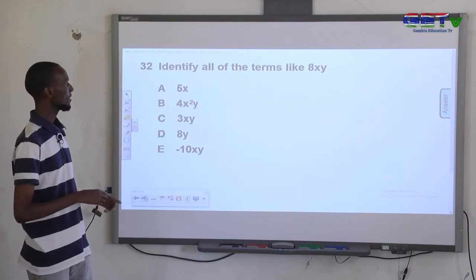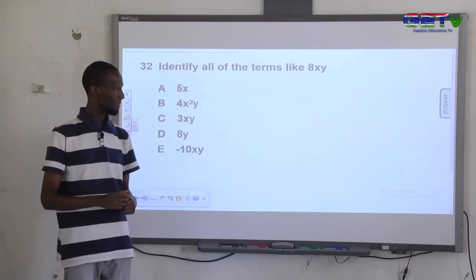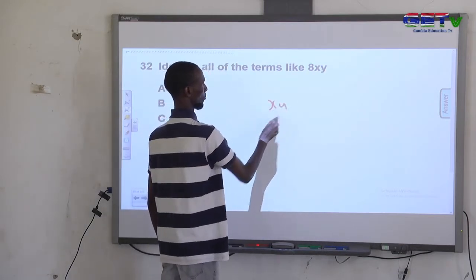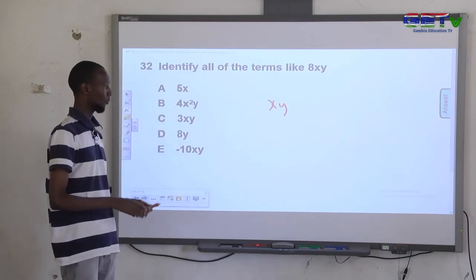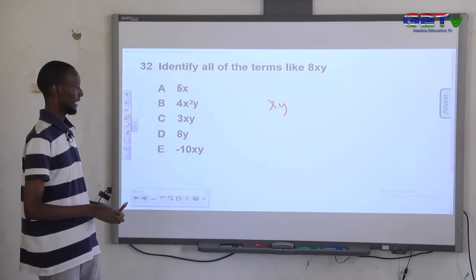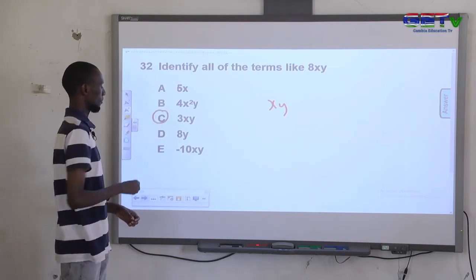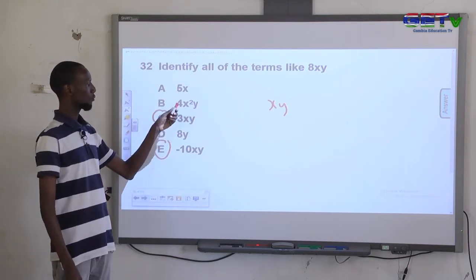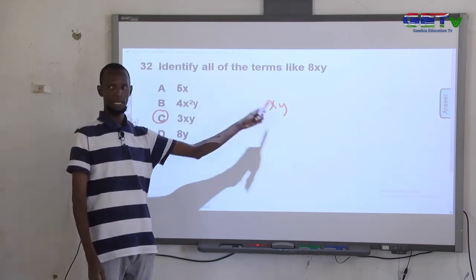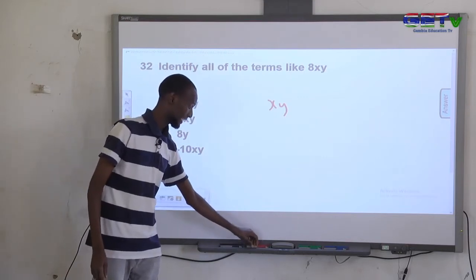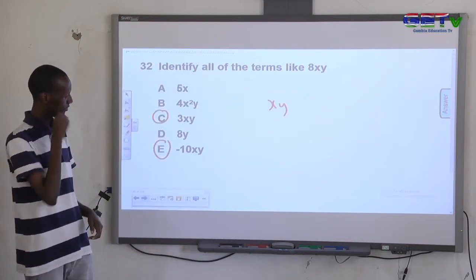Again, identify all of the terms that are like 8xy. So this time our expression has two variables, x and y. So you have to look through here and see which of these terms have the same variables as x and y. And clearly, it's only 3xy and negative 10xy. Now, be careful of B, 4x squared y. I know it contains the same variables just like xy, true, but the powers of x are different. So therefore, that disqualifies B, leaving C and E as the only correct options here.